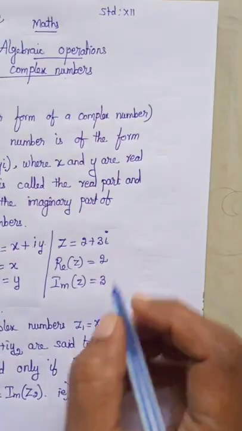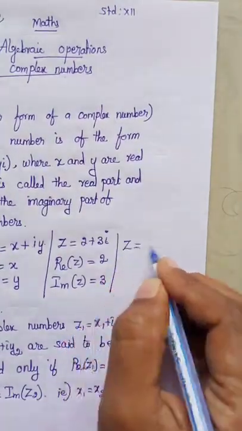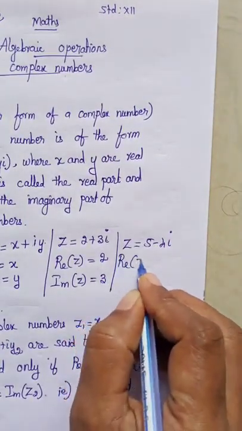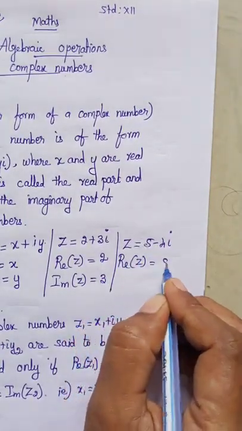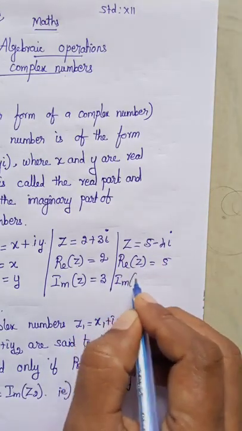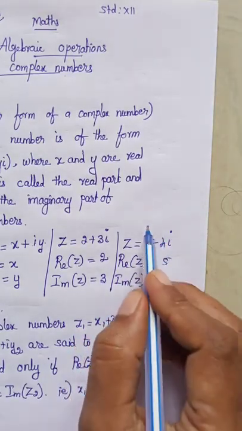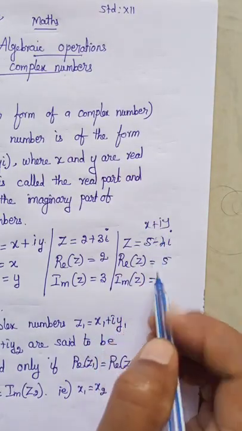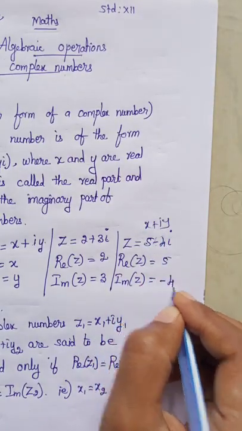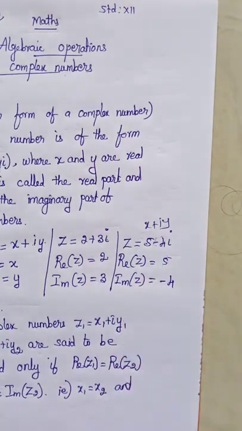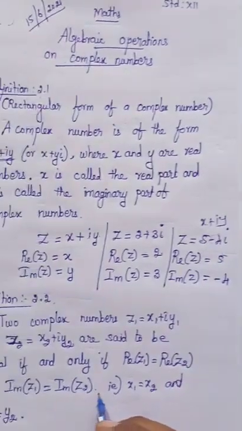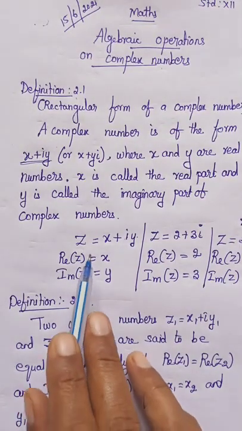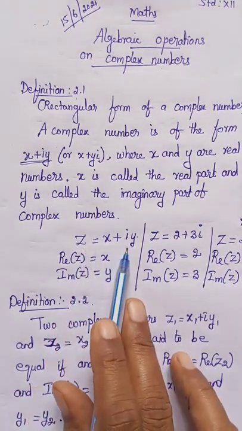Is that clear? Or else z is equal to 5 minus 4i. So here, real part of z is equal to 5. Imaginary part of z is equal to, normally this is of the form x plus iy, isn't it? Here minus is there, so we have to take the minus together along with the coefficient of i. Is that clear? This is called the rectangular form, where a complex number is of the form z equal to x plus iy.